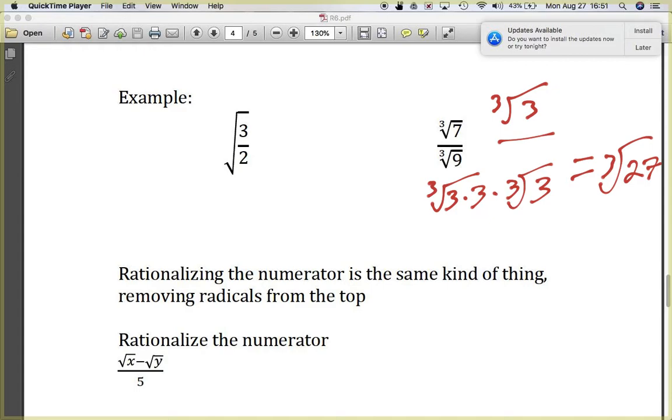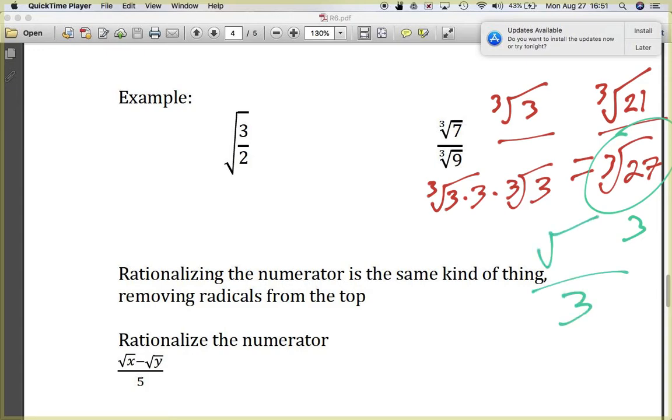So anything I do to the bottom, I also have to do the top. What is the cube root of 3 times 7? Or cube root of 7. They work out to that. Once again, I need to simplify the bottom here. This is equal to just 3, so I end up with 3 on bottom, and the cube root of 21 on top. Okay?